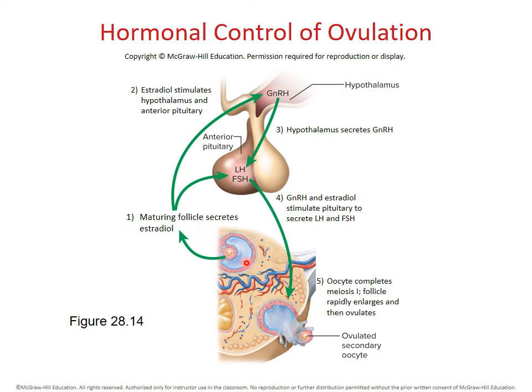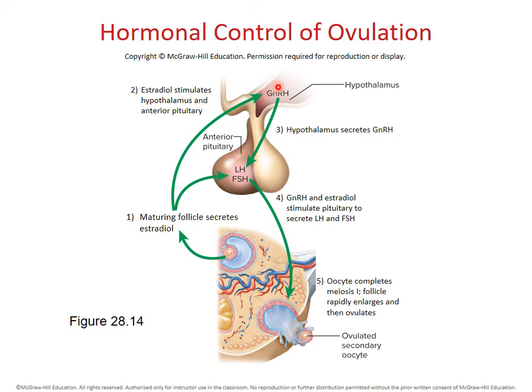Remember, the maturing follicle, as it's approaching ovulation, is secreting estrogen. Initially, interestingly enough, the lower levels of estrogen tend to have an inhibiting effect on FSH and LH. But just before ovulation, we get high enough estrogen levels that its effect reverses, and the higher levels of estrogen actually have an excitatory effect on the hypothalamus and the pituitary.